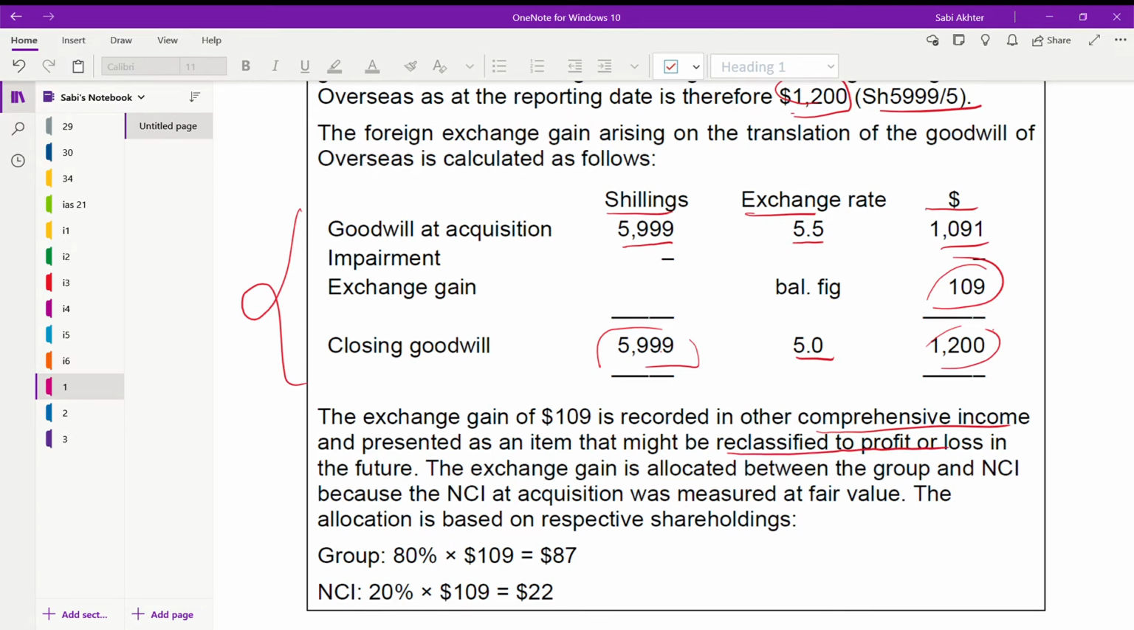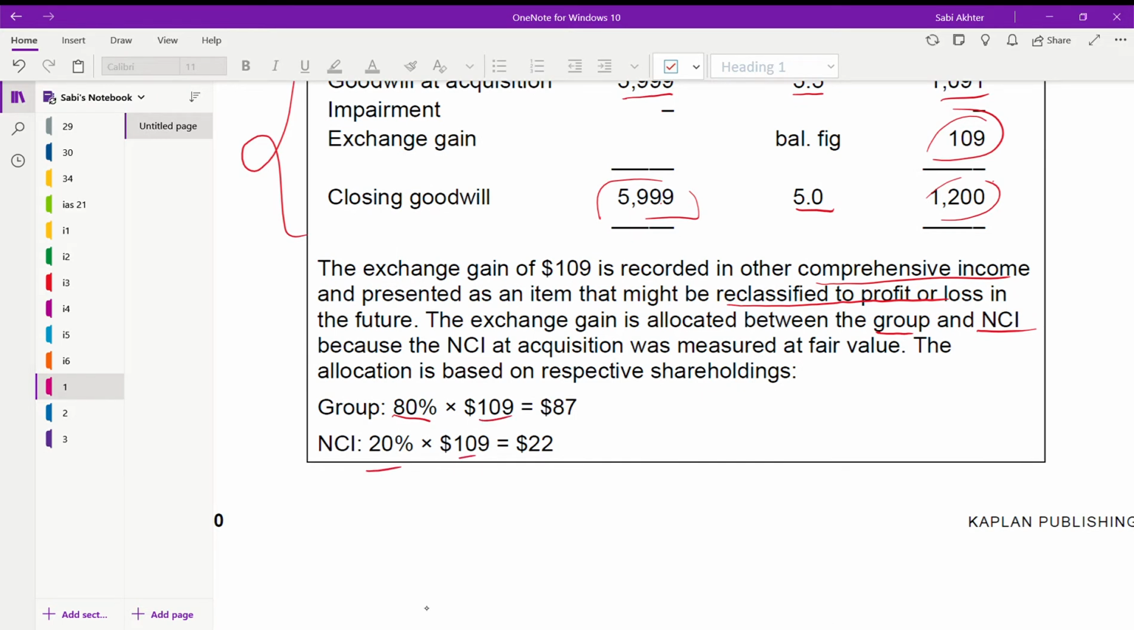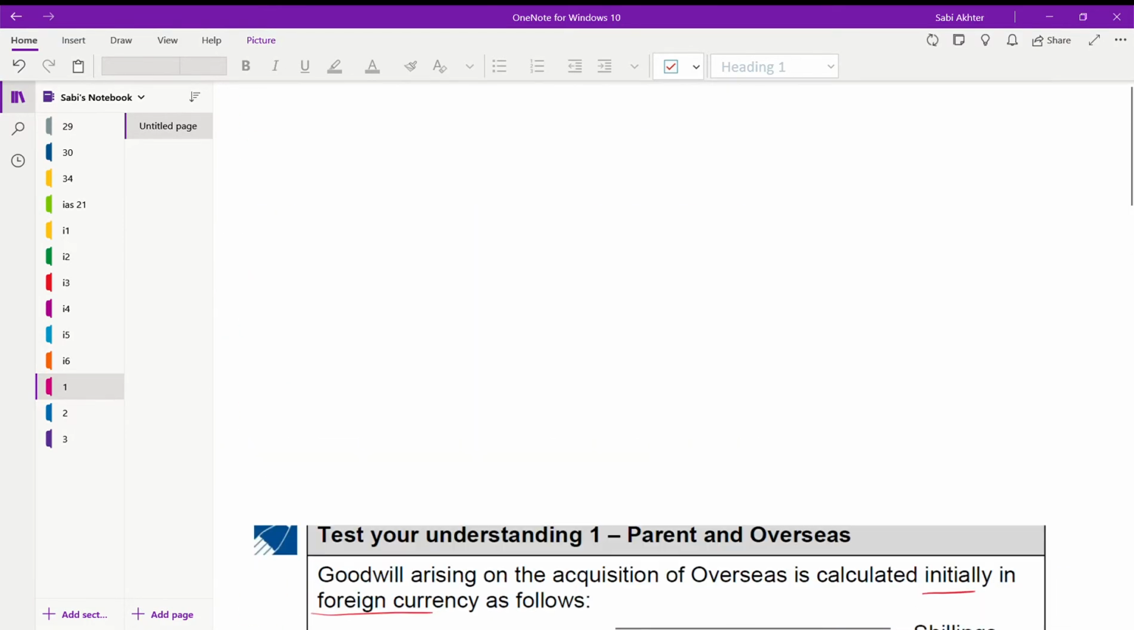And also you have to allocate this gain, because it's a fair value. We calculated NCI using fair value, so you have to allocate this between the group and the NCI. So group 80%, NCI 20%. Only the gain of 109, not the closing goodwill. Don't take 1,200 there. So that's it. They have only asked for the goodwill.